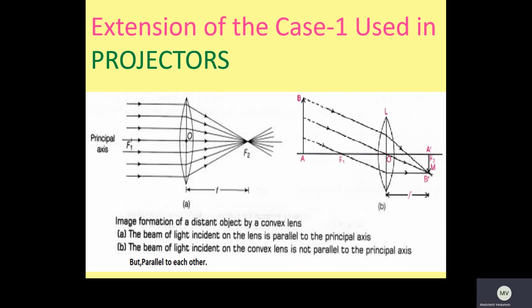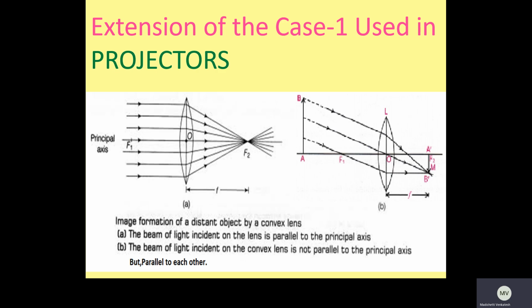And this is an extension of case 1, and the application we find is in projectors. Here the light rays are coming parallel to each other on the right side. On the left side you can see the light rays are parallel to each other and parallel to the principal axis. Therefore after refraction they converge at point F2, but on the right side we can see that the light rays are parallel to each other, but they are not parallel to the principal axis.